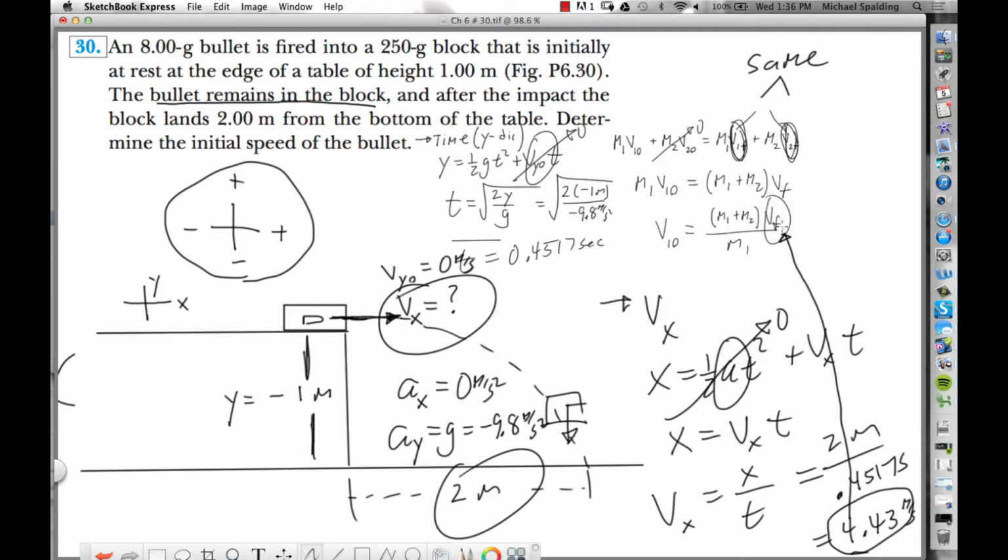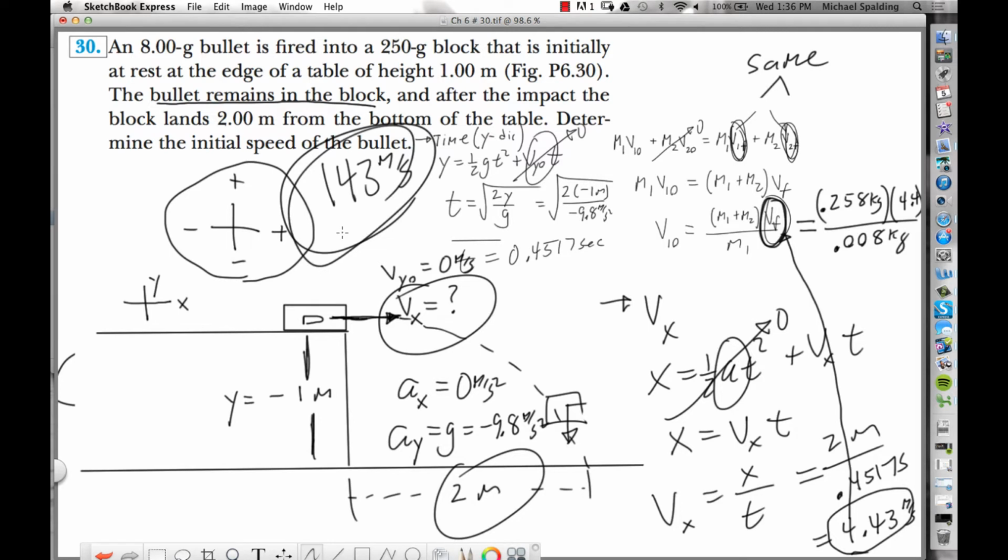We take that and plug it up here into our momentum equation, because that's what we were trying to get, the V final. So m1 plus m2, you add the mass of the bullet and the mass of the block, and you get 0.258 kilograms. And then this is 4.43, and the mass of the bullet is 0.008 when you convert it to kilograms. So when you punch that in, what you find out is the initial velocity of the bullet is about 143 meters per second.